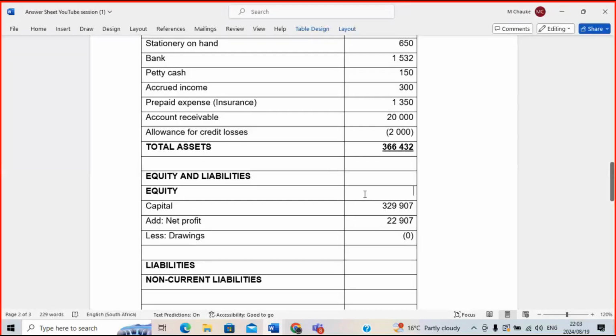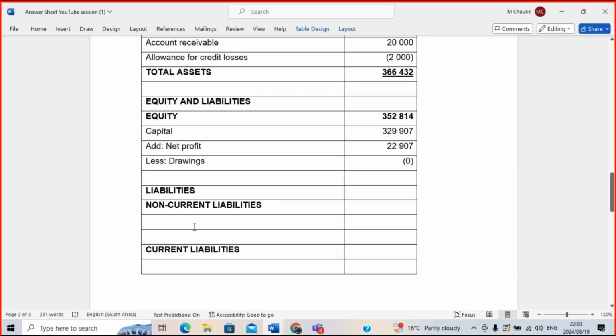All right, thank you. So the answer there, how much is your equity there? You're getting 352,814. Everyone is getting that. Okay. Now let's go to the non-current liabilities. Our non-current liabilities is going to be long-term loan.